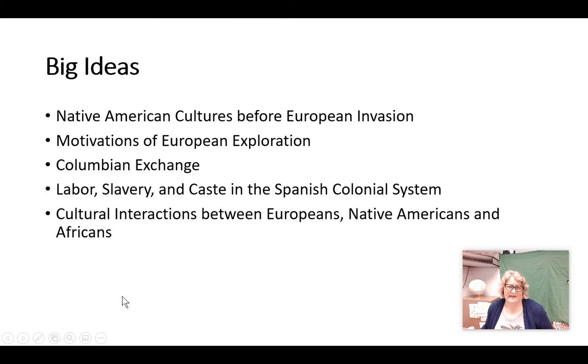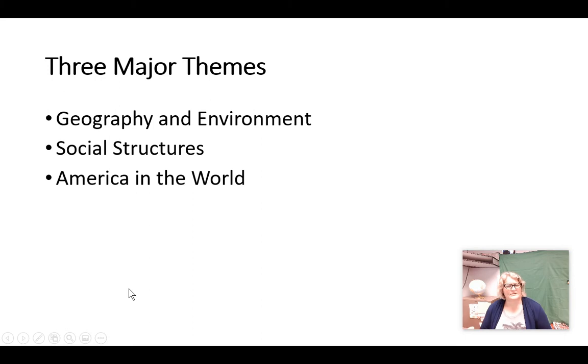And now you're going to be asked about effects. There were 3 major themes as we went through this, and what I want you to do in this topic 1.7 is to take these themes and identify examples of them. One theme was geography and environment. The second one was social structures. And the third one is America in the world. I'll go over each one of these themes on the next 3 slides.